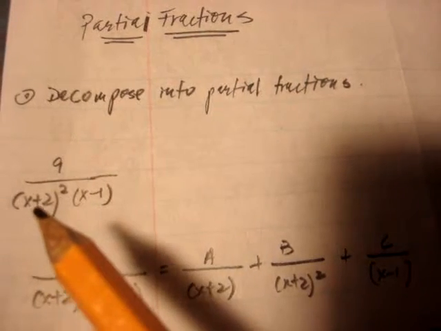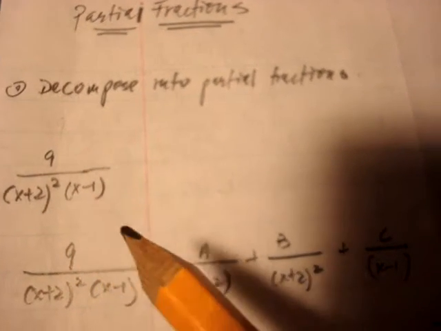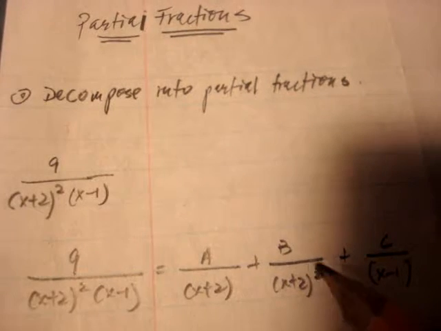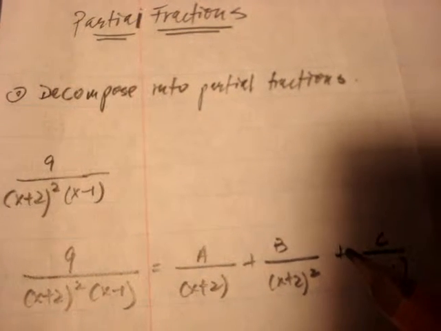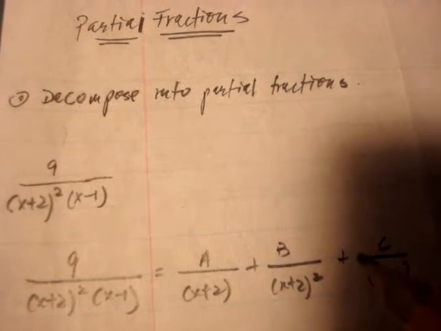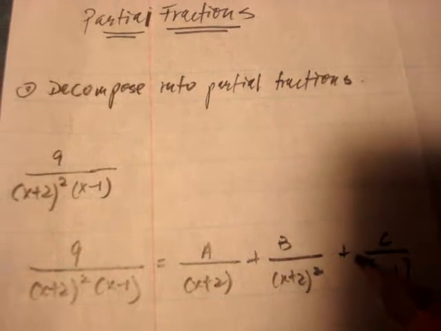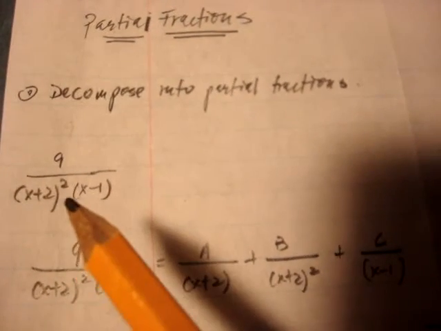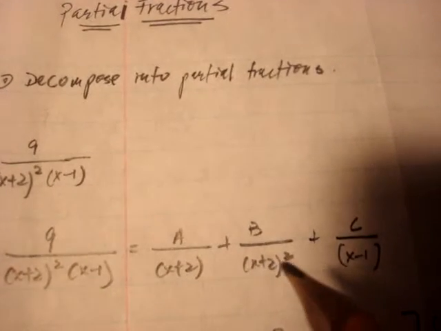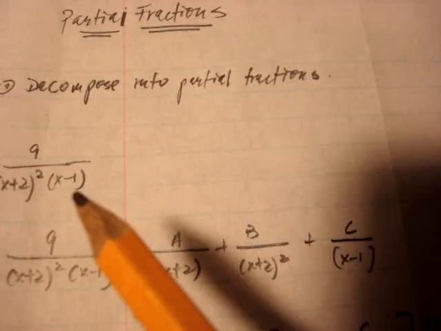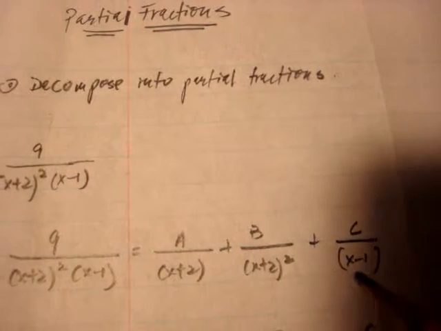If there's an x plus 2 raised to the third power, you will need to add C divided by x plus 2 raised to the third power. But since we only have the second power, we just let B represent the second power right here. So C represents the x minus 1.